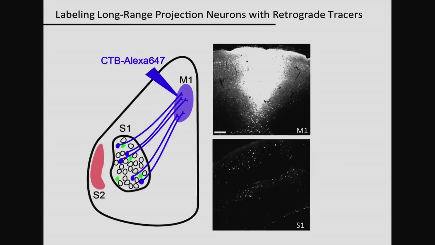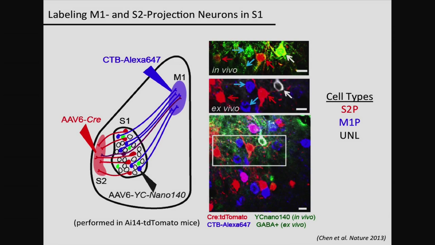In order to identify long-range projection neurons, we use a set of retrograde tracers. Here is a synthetic tracer that we use, cholera toxin conjugated to Alexa 647, which we inject into motor cortex. Neurons in S1 whose axons project to M1 take up this tracer, such that if you look within S1, you identify labeled neurons that project from S1 to M1. To look at S2-projecting neurons, we're using a complementary strategy.